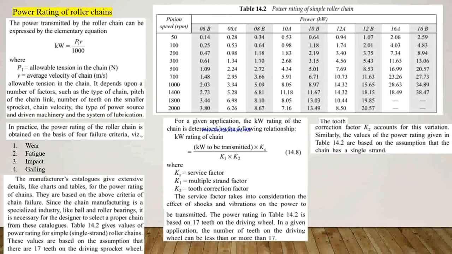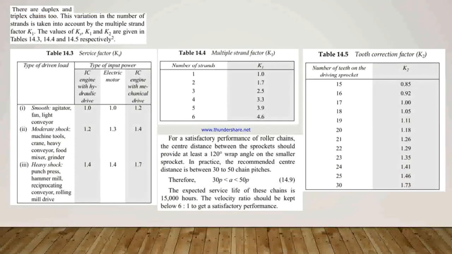Similarly, the values of the power rating given in Table 14.2 are based on the assumption that the chain has a single strand. There are also duplex and triplex chains, and this variation in the number of strands is taken into account by the multiple strand factor K1. The values of Ks, K1 and K2 are taken from Tables 14.3, 14.4 and 14.5 respectively.